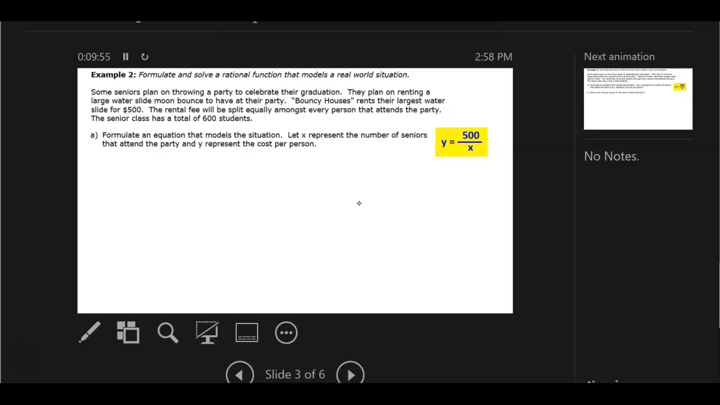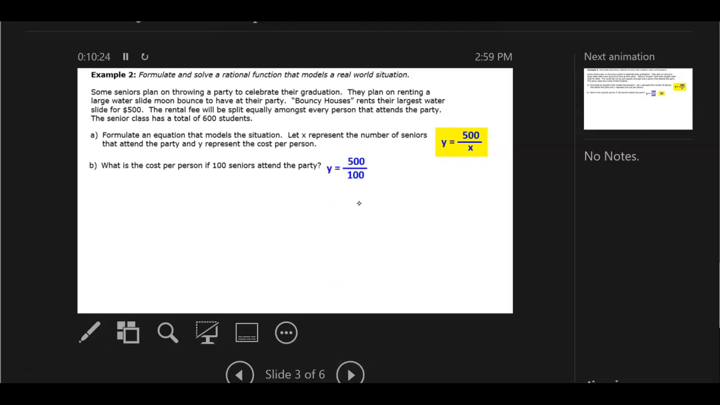Now, letter B. Ready? So that's our equation. We're going to start plugging stuff into it. Letter B asks us to plug in what? So it says, what if, possibly, only 100 people go to the party? Where am I going to plug in 100 here? Y or X? Y represents cost per person. X represents the number of seniors. So 100 is going to be on the bottom of the fraction. $500 divided by 100 seniors gives us the price per person.